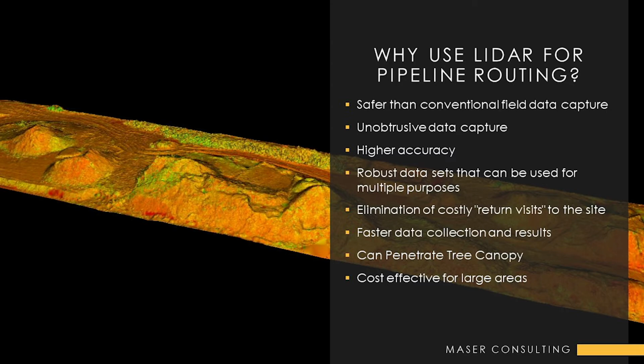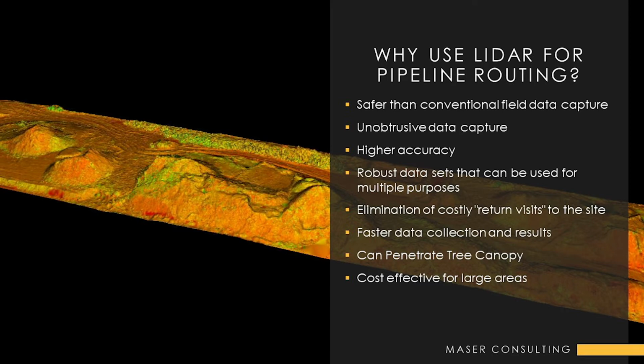Unobtrusive data capture. A lot of times, for the same reasons that we don't want to put field crews out there, there are landowners that are less than happy that there is going to be a pipeline going through their backyard. We can fly those. Nobody even knows we're there. We're in, out, we have the data we need, and the design process can move forward, and we can determine if this is even a feasible corridor before we have to start negotiating with landowners.